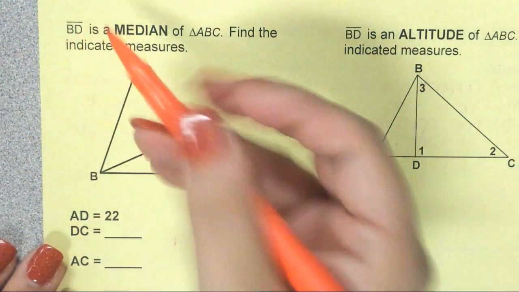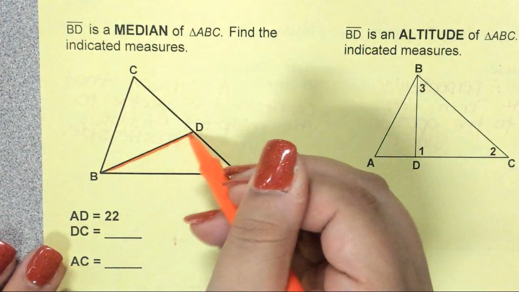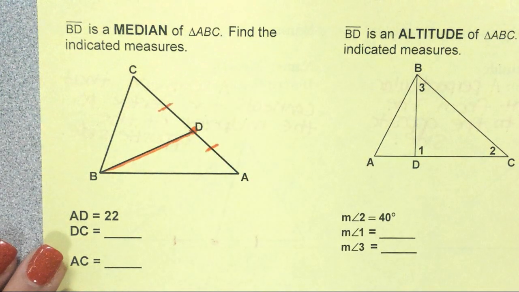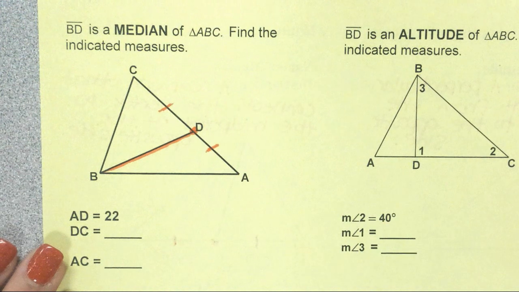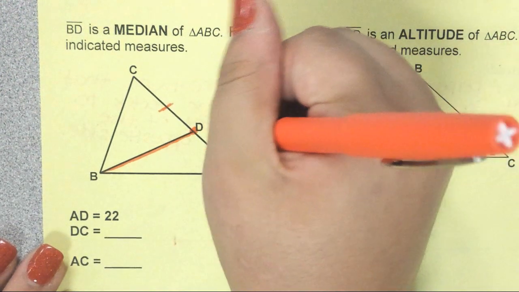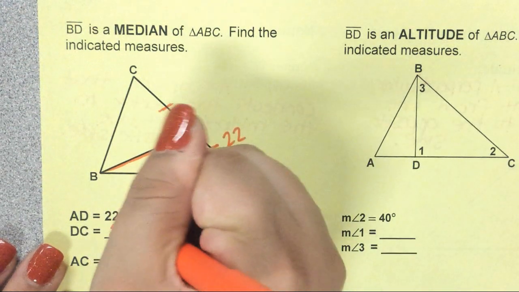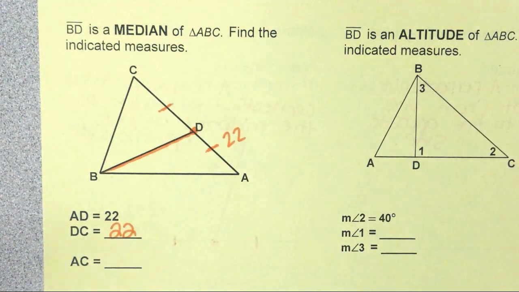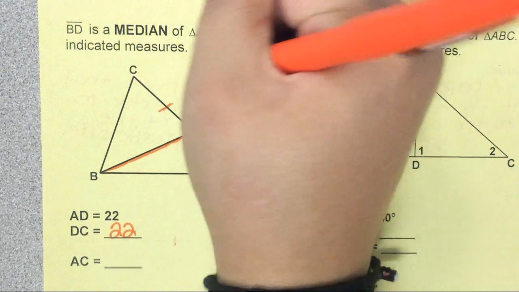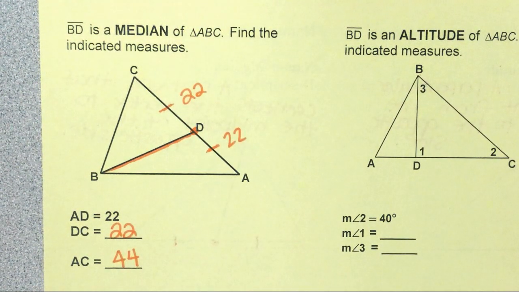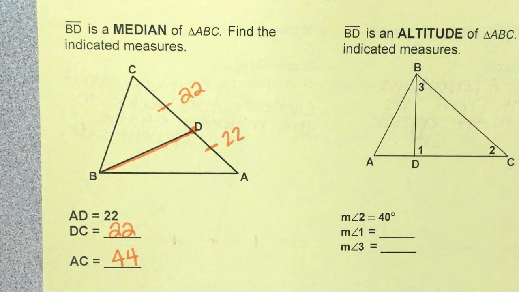So if I tell you BD is the median, remember median means it's the midpoint, so this side would be congruent to this side. And now I need to find these measures. So if AD equals 22, well then what's DC? 22. And what's AC? 44. And that's like a question you might get about the median.